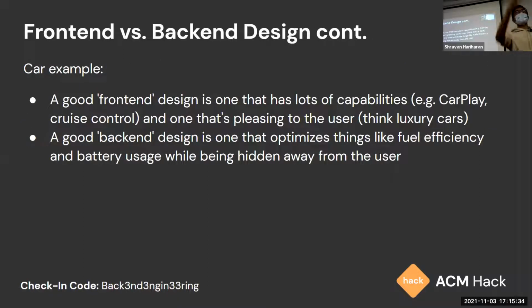So again, I gave an example: a good front end design for a car would be something that has lots of capabilities like CarPlay or cruise control, and something that's pleasing to the user. Also something that's easy to use, not cluttered with functionality. And a good backend would be something that optimizes fuel efficiency and battery usage, all while being hidden away from the user, because that's not something the user needs to deal with.